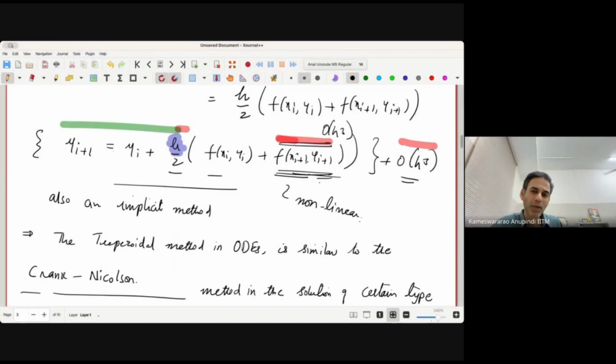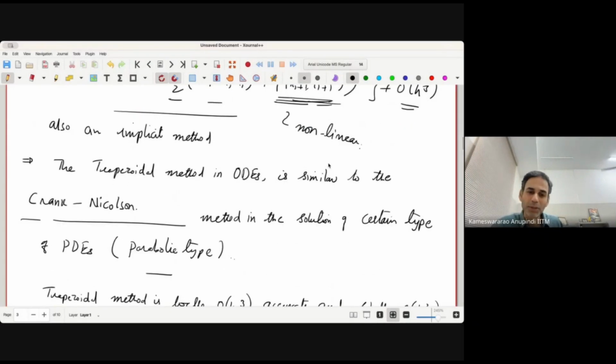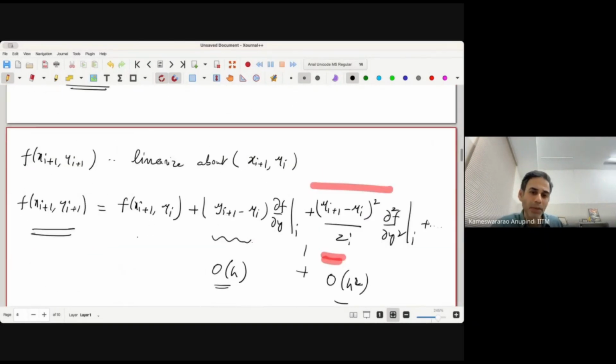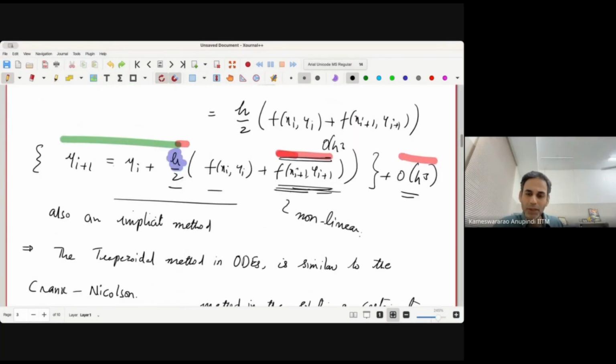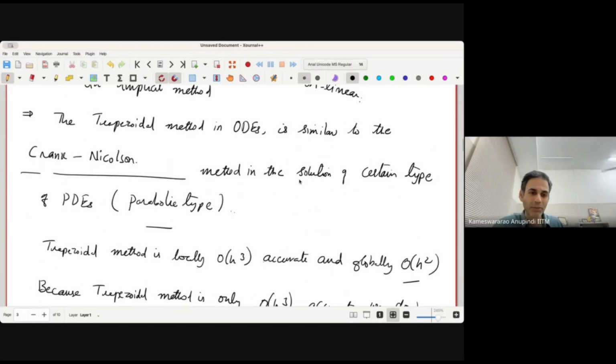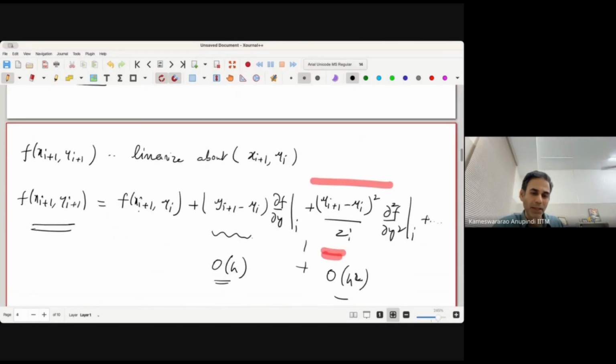As a result, I am okay expressing f of xi plus 1, yi plus 1 to include the first two terms. Is it clear what I'm trying to say? The thing here is that we want to convert this nonlinear function into a linearized function. But when we have expanded f of xi plus 1, yi plus 1 about xi plus 1, yi using the Taylor series, we noted that we have several terms: first term, second term, and third term. But how many terms should I include?